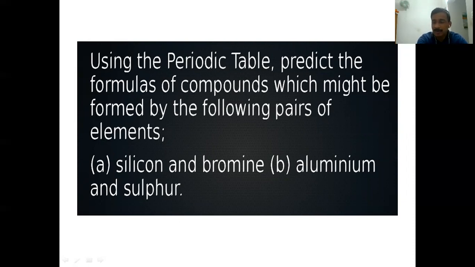Now write the elements in the order of their electronegativity: less electronegative first, then more electronegative. So silicon first, then bromine, SiBr. Interchange their valencies. Give the valency of bromine to silicon, Si1, and give the valency of silicon to bromine, Br4. 1 is only implied, so SiBr4 is the formula of the first compound. Aluminium and sulfur. Aluminium is group 13, valency 3. Sulfur is group 16, valency 2. So the formula is Al2S3.